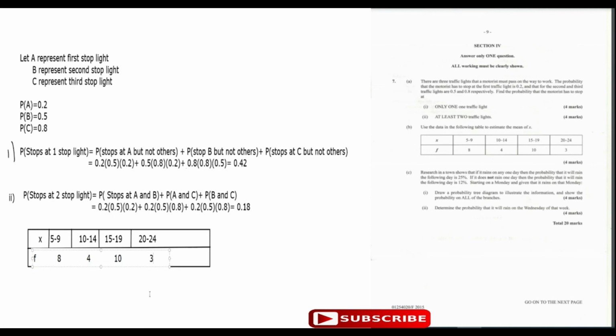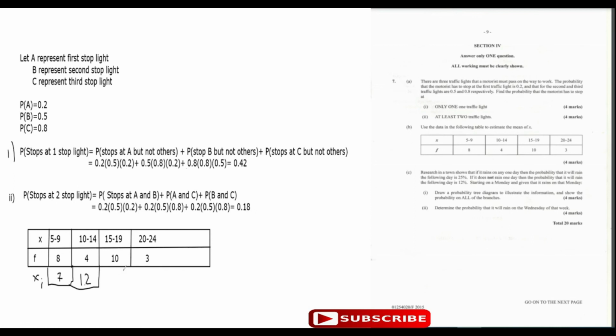All right, now all we need to do is draw another table to represent the midpoint. So now we need a midpoint. So I'm going to call this Xi. This is the midpoint table. The midpoint is going to be 4.5 plus 9.5 divided by 2. So the midpoint will be 7. Then right here will be 12.